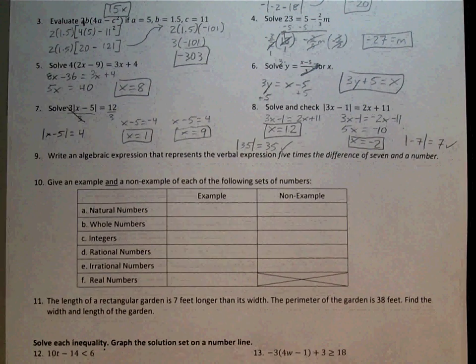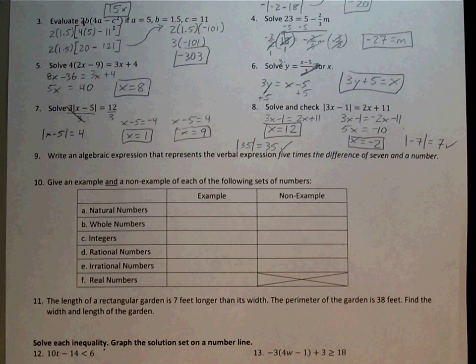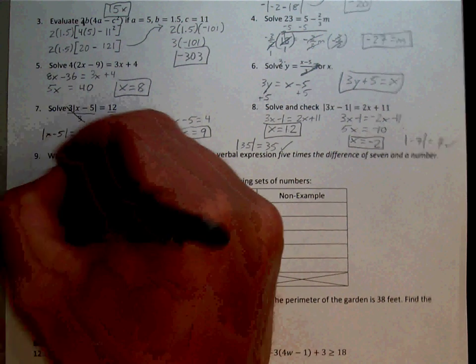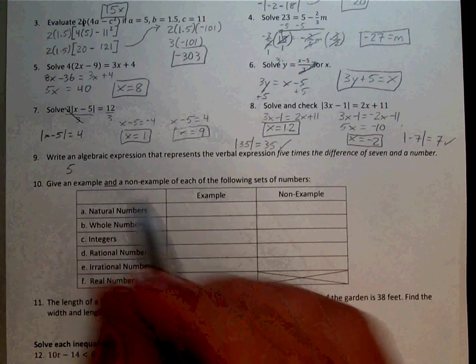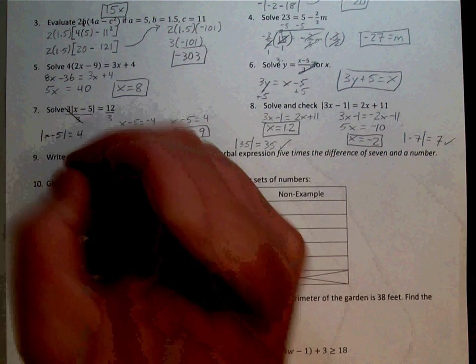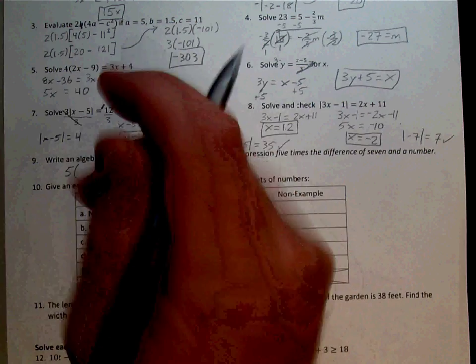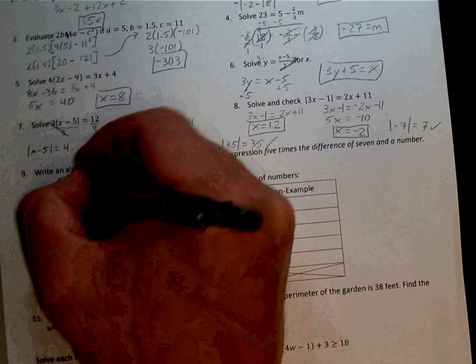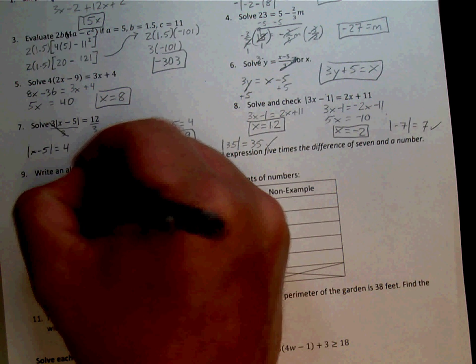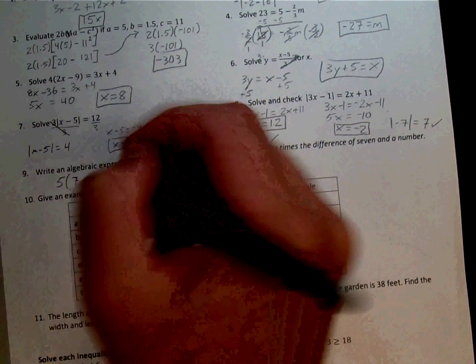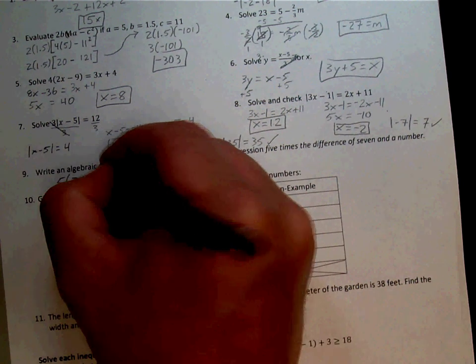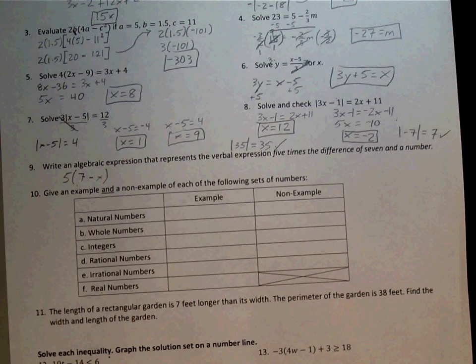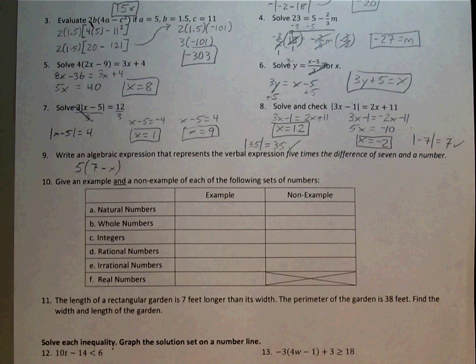All right, number 9, write an algebraic expression. So 5 times the difference of 7 in a number. So I'm going to do 5 times parentheses. Difference means subtraction of 7 in a number. So 7 and difference, so subtraction, a number. So x or n or whatever letter you want to use. There we go. 5 times 7 minus x.